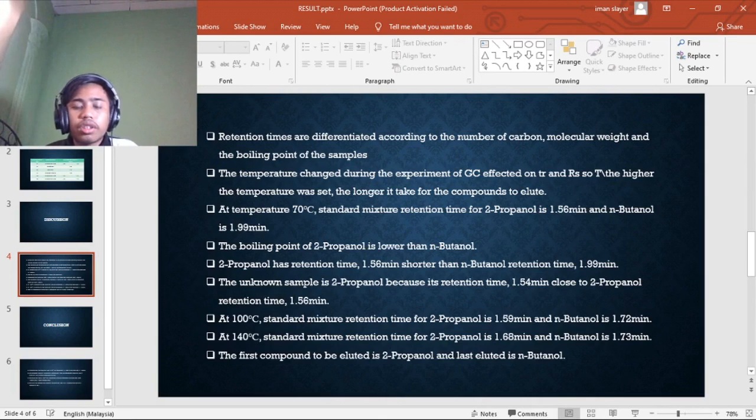The unknown sample is identified as 2-propanol because its retention time of 1.54 minutes is close to the standard retention time of 2-propanol, which is 1.56 minutes. At 100 degrees Celsius, the standard mixture retention time for 2-propanol is 1.59 minutes and N-butanol is 1.72 minutes. At 140 degrees Celsius, the standard mixture retention time for 2-propanol is 1.68 minutes and N-butanol is 1.73 minutes. The first compound to be eluted is 2-propanol and the last eluted is N-butanol.